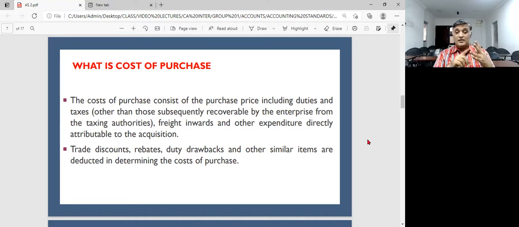Then freight inwards, and other expenditure directly attributable to the acquisition. All these areas will form part of the cost of purchase. But the standard is very clear. Trade discount, rebate, duty drawbacks, and other similar items are deducted in determining the cost of purchase. I told you this, right? So the duty drawback, same thing, like trade discounts or rebates and other similar items, you need to reduce them in determining the cost of purchase. That is important. What is trade discount? That is the volume discount. A rebate is nothing but a discount. Duty drawback is the one which you actually draw back from the government.